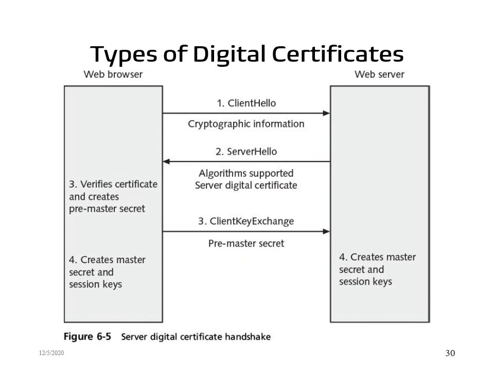So these are the types of digital certificates. The second category is the server digital certificate. How does the handshake happen? As I said earlier, some address is typed in the browser by the client. So client hello is the first handshake, where cryptographic information is transferred. The second is the server handshake, server hello, with the supported algorithms and the server digital certificate.